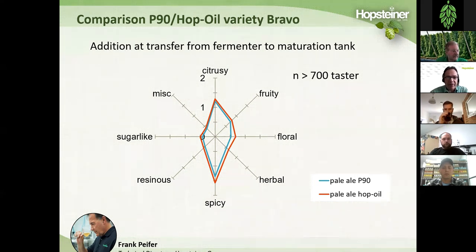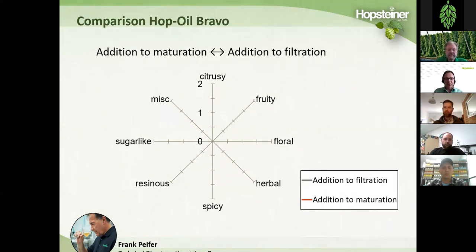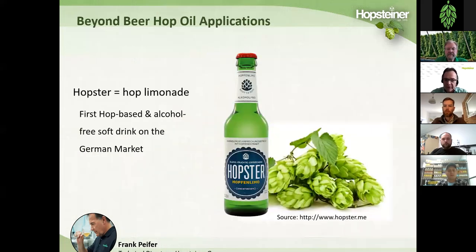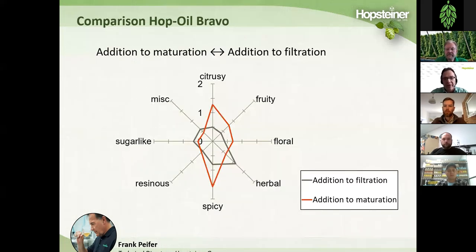And now, on the next slide, you can see we did the same when we added the hop oil to the same beer just right before the last step of filtration. So there was no addition to maturation. And then we also tasted the beer and we came to a completely different result. So the profile that we got from Bravo in maturation from the hop oil was not the same as we got from an addition right before the last step of filtration. The beer was completely different and the aroma impression was also completely different. So the addition point has a very high impact.